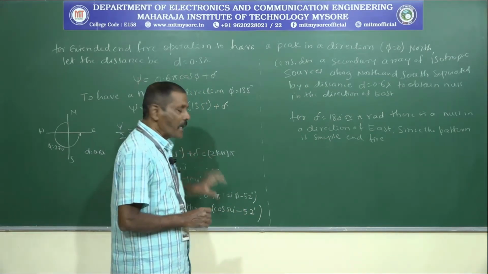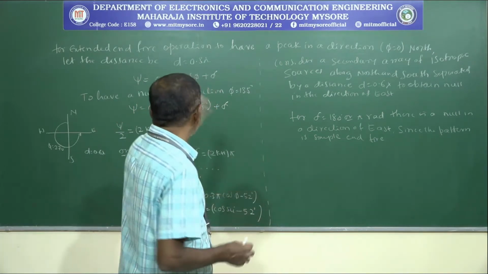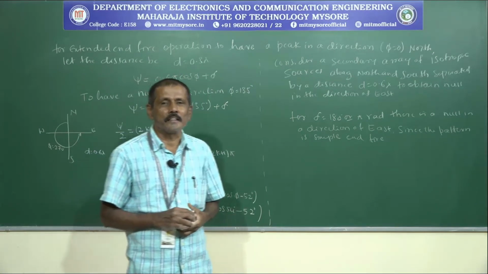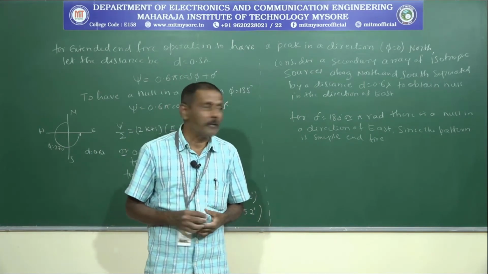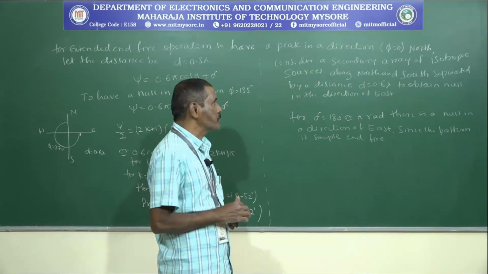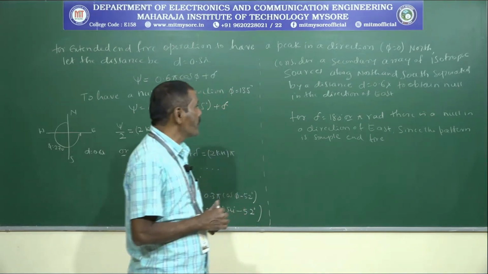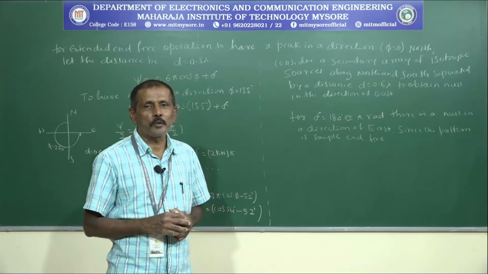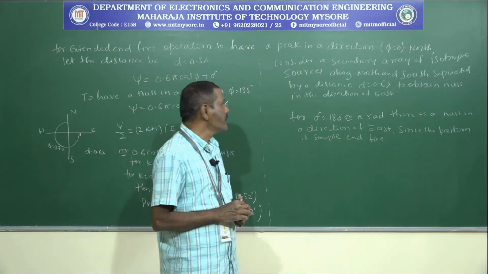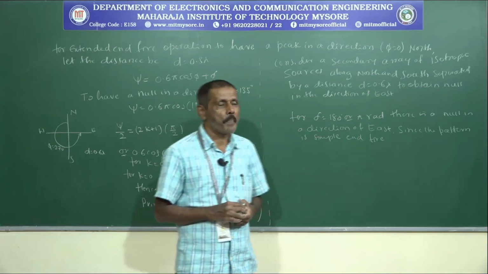Once we calculate the primary patterns, now calculate the secondary patterns, because the antenna synthesis or the pattern synthesis you can do with the pattern multiplication. Consider a secondary array of isotropic point sources placed along the north and the south, and they are separated by a distance of 0.6 lambda.